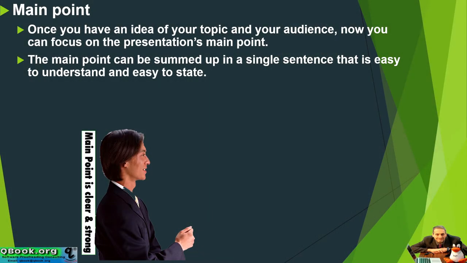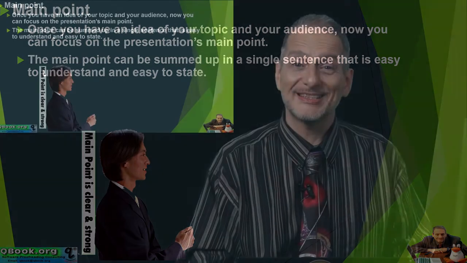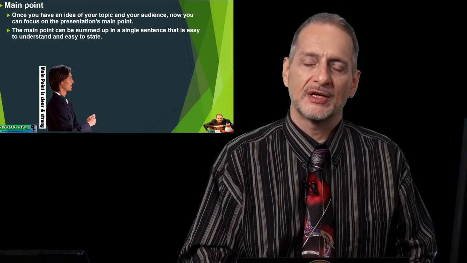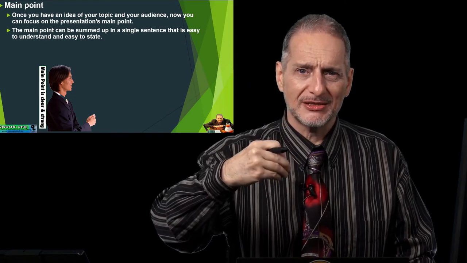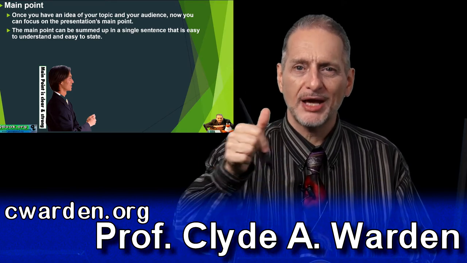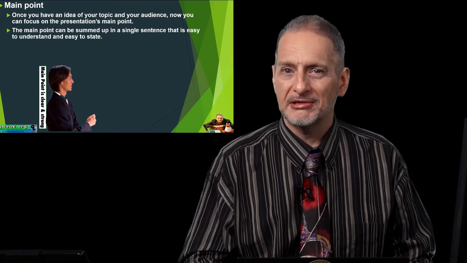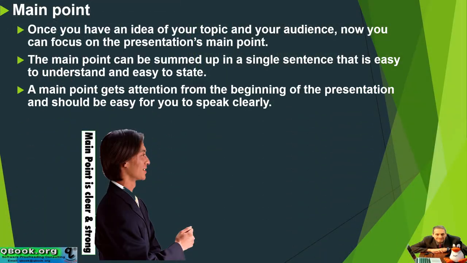The main point can be summed up in a single sentence that is easy to understand and easy to state. This is something that is not easy to do. It's easy to say, but it's not easy to do. So you need to think before your presentation: when I finish my presentation, what is the one main point I want this audience to remember? You need to make that point in a single sentence, very clear. So write it down and remind yourself what it is, because if you don't know the main point, then your audience will not know the main point.